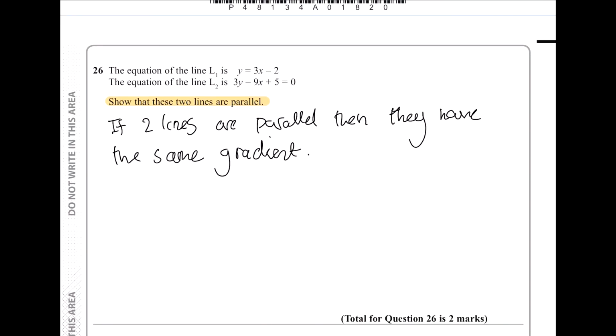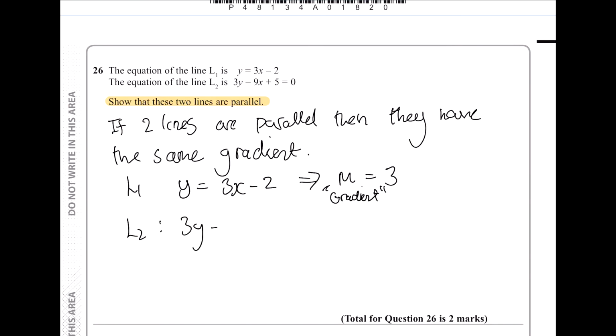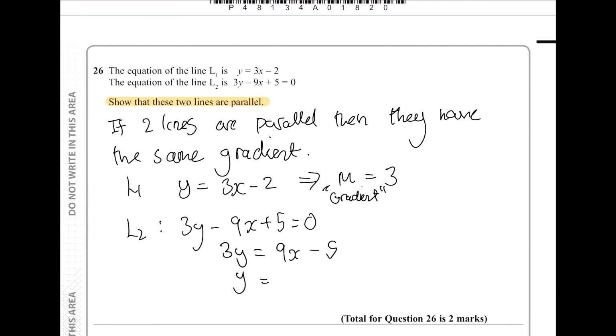So if we calculate the gradient of these two lines, the first one, L1, is this, which means gradient m is 3. This is your gradient. And then line L2 is 3y minus 9x plus 5. Now this is not in the form of y equals mx plus c where we could read the gradient. So firstly we could rearrange. So we get 3y equals 9x minus 5. And then y is equal to, dividing by 3 on all sides, we get this. And so what we get is that m also equals 3, which is the gradient.